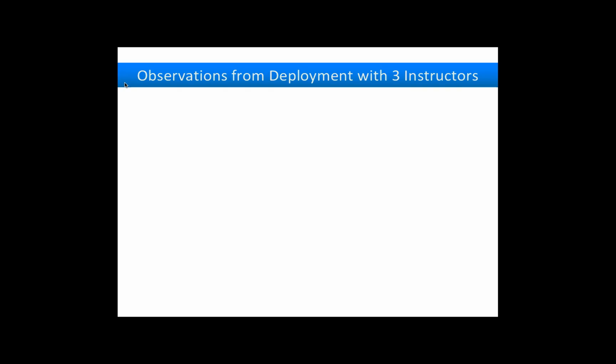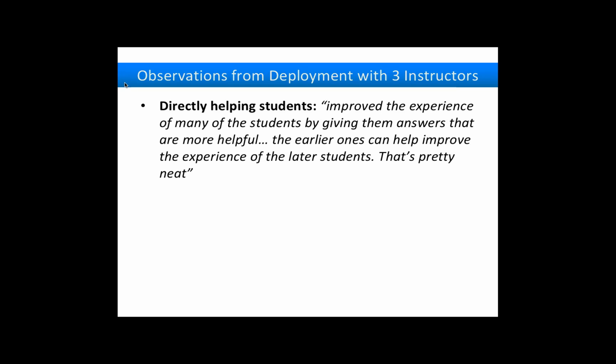So the key observation from instructors was that having this algorithm in the dynamic prompt system meant that the experiment could directly help students. It improved the experience of many of the students by giving them answers that are more helpful. So the earlier ones can help improve the experience of the later students. There was a clear pathway from an effective experiment to the data automatically being used to improve a resource.